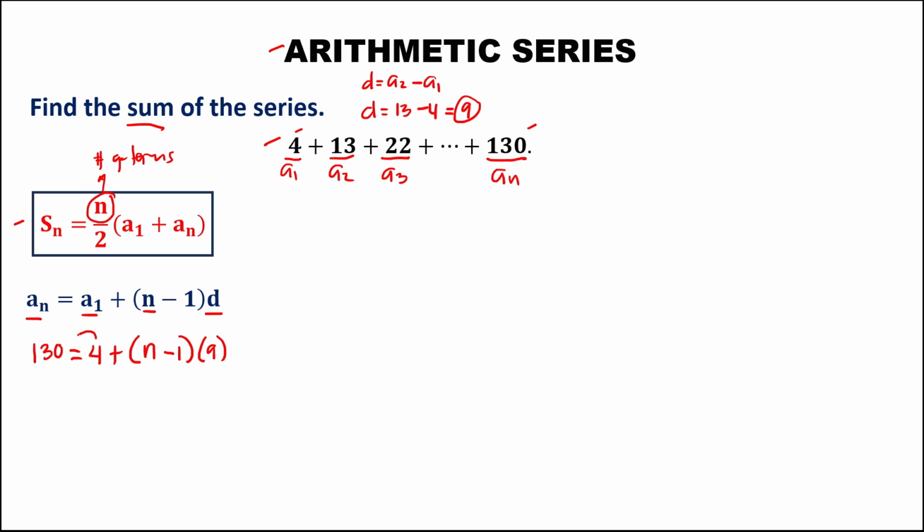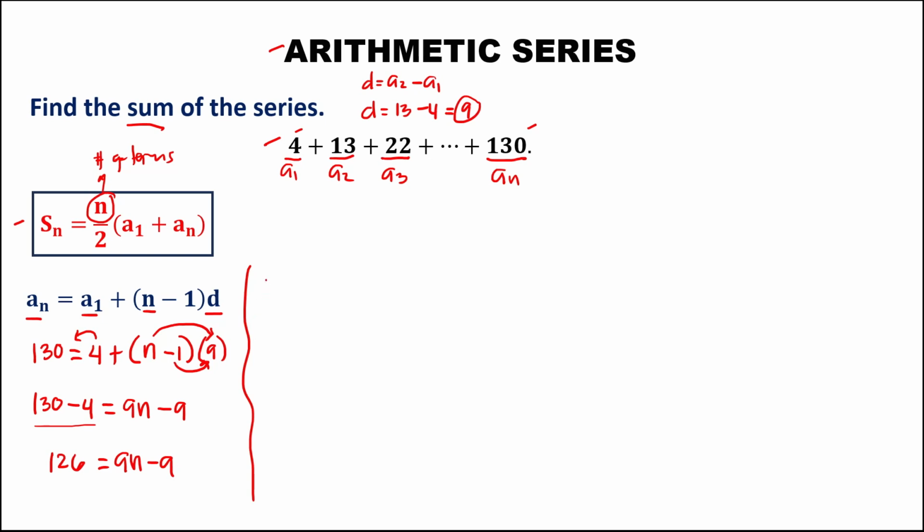Then to simplify, transpose this to the other side. So this becomes 130 minus 4, then equals, so multiply, this is 9n. Multiply, this one is negative 9. Then this 130 minus 4, this is 126. Then equals 9n minus 9. Then this becomes 126.